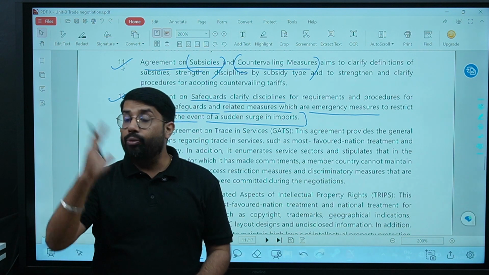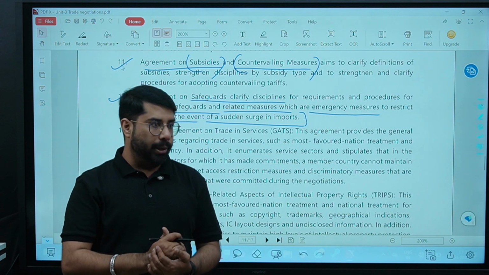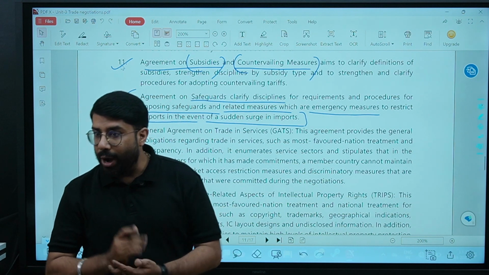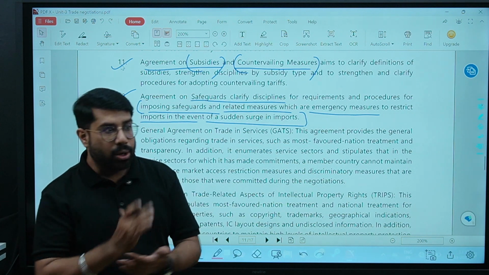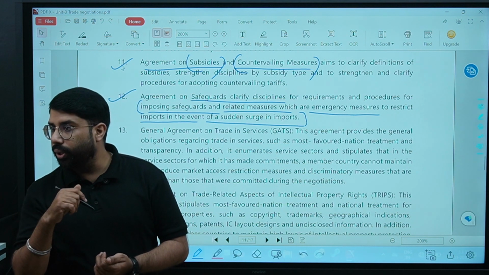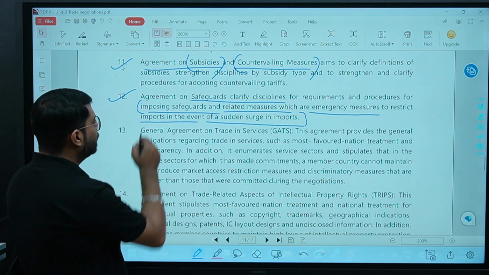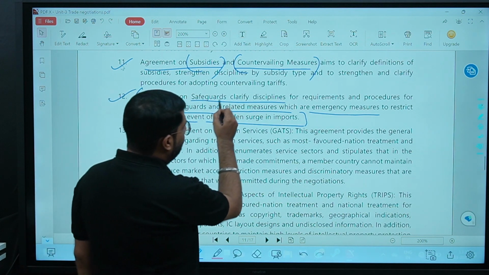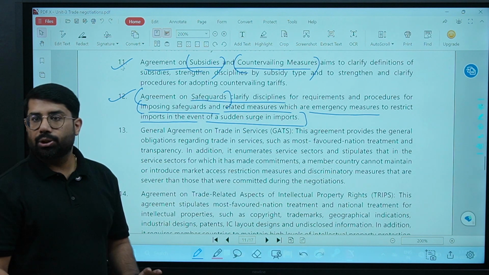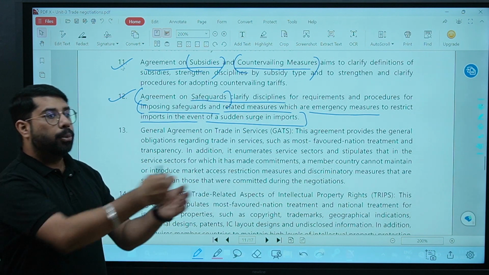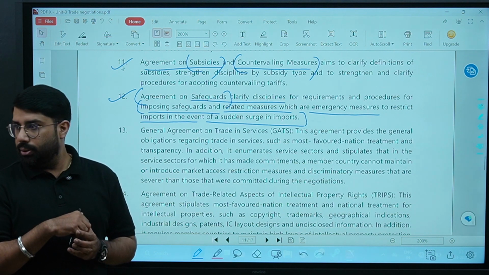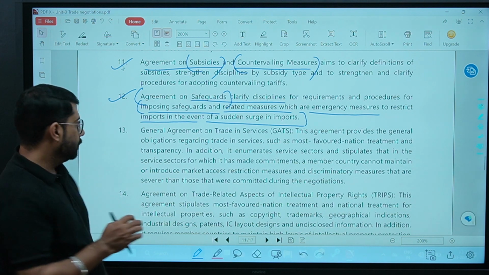So, when to put safeguard measures, how to protect our domestic market, when to stop importing, when to cut down the imports. On these things, when we make agreements, those agreements will be known as agreements on safeguards. Are we clear? Yes or no? Safeguard means protecting. You are protecting the domestic market. Are we clear with the things?